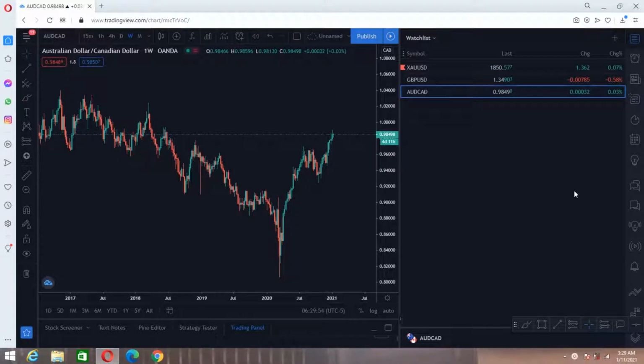So for tonight, we're gonna check our weekly analysis. I have these top three trades. It's AUD CAD, GBP USD, and lastly is gold. So let's first start to analyze AUD CAD.